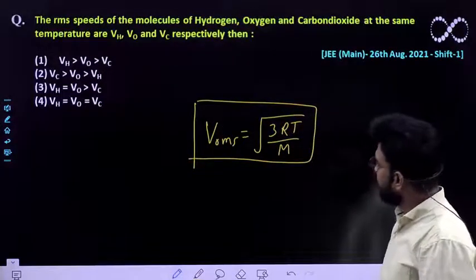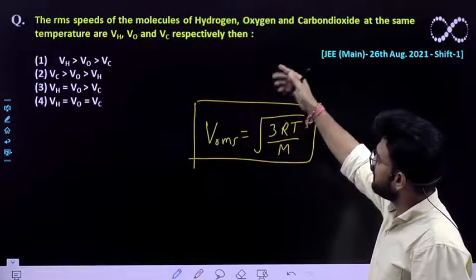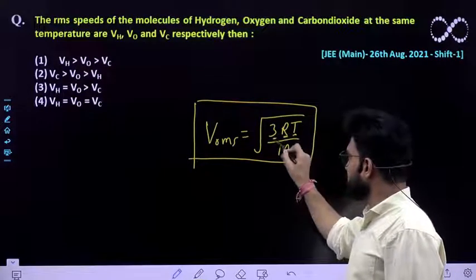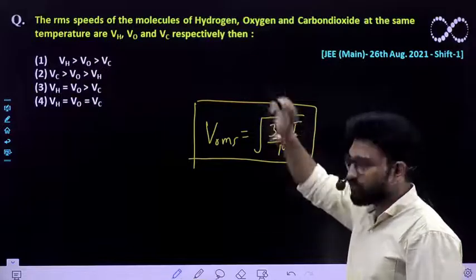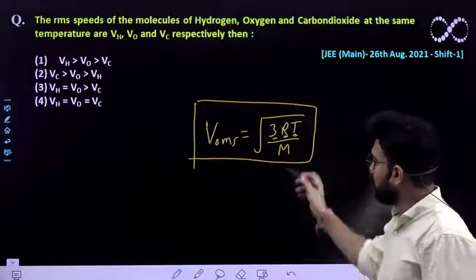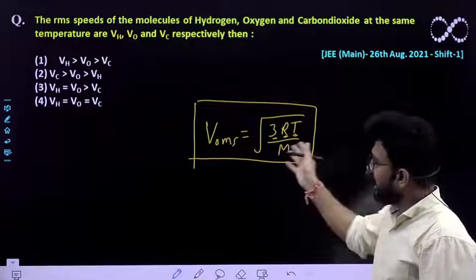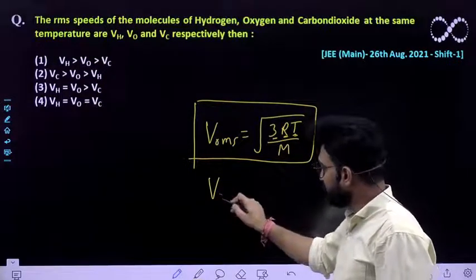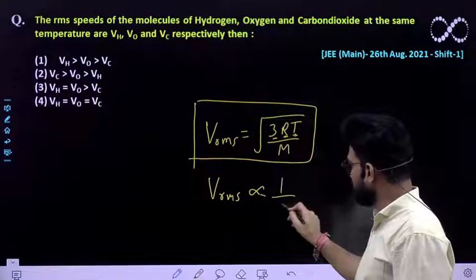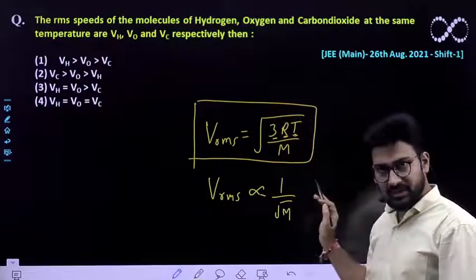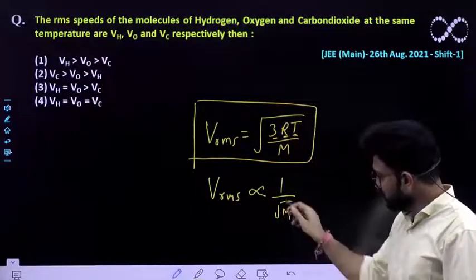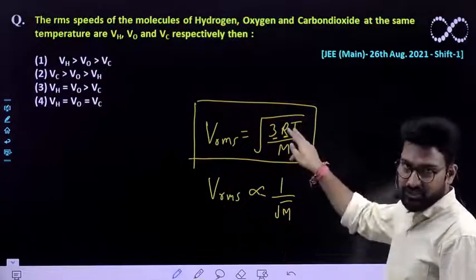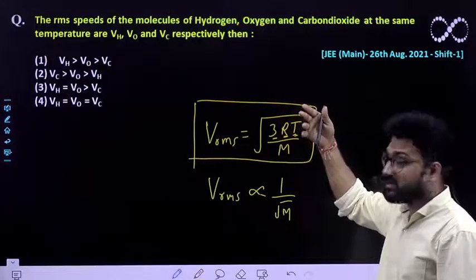Now all these molecules are at the same temperature. So that means the expression 3R and T would be common to all these molecules. Only the expression that can vary is the molar mass. The molar mass of all these three is different, so their RMS speed would also be different. We also know that V_RMS is inversely proportional to root of m, because the rest of the parameters are constant. So the higher the molar mass, the lower would be the RMS speed at the same temperature of all the gases, because all the gases are at the same temperature.